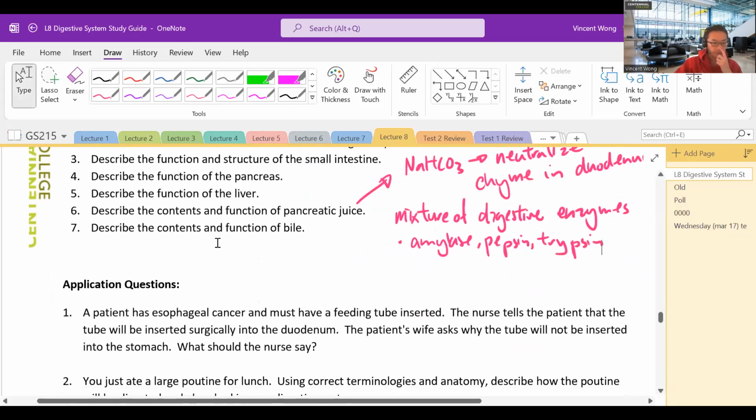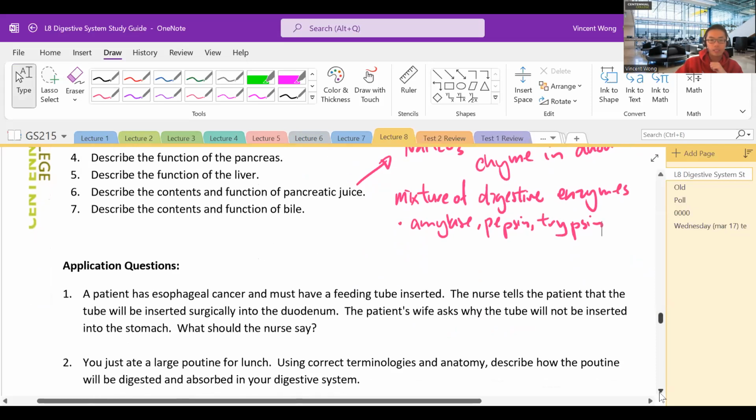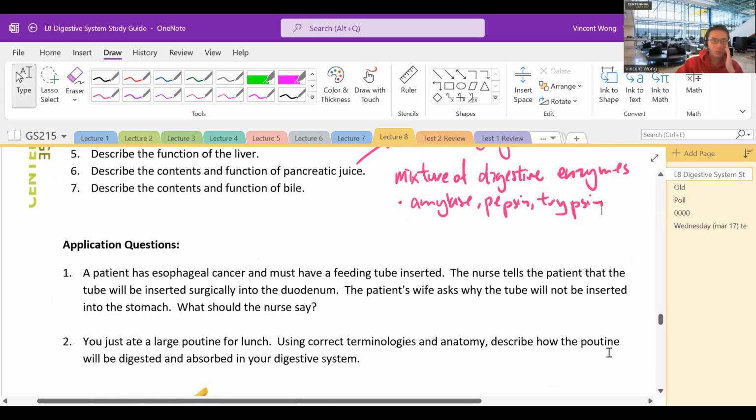All right. A patient has esophageal cancer and must have a feeding tube inserted. The nurse tells the patient that the tube will be inserted surgically into the duodenum. The patient's wife asks why the tube will not be inserted into the stomach. What should the nurse say? Okay. Why are we inserting directly into the duodenum and not the stomach? What do you guys think?